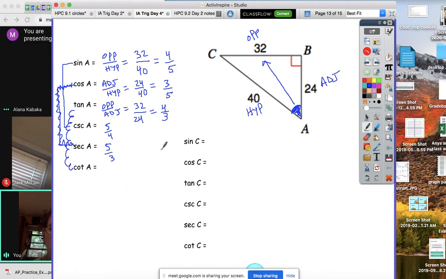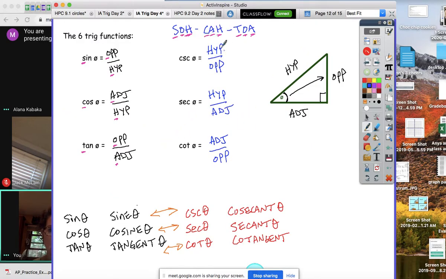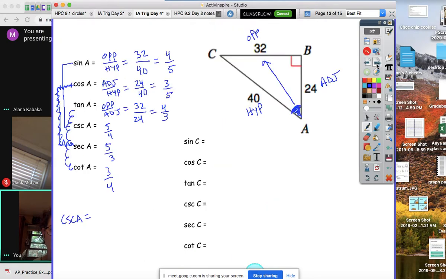So tangent was 4/3, just flip it, you get 3/4. But again, just wanting to say this one more time, for cosecant, let's say, I could go the longer route and say, okay, cosecant is hypotenuse over opposite, and write that out if I want. And then go over here, hypotenuse is 40, opposite is 32, and then reduce that down. It'll reduce down to 5/4. I can do it that way too. So whatever you're more comfortable with, go for it. I don't care.